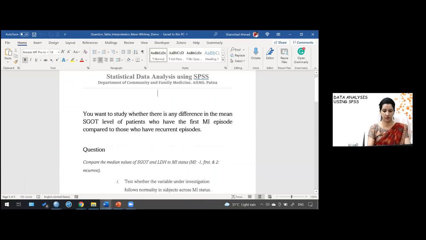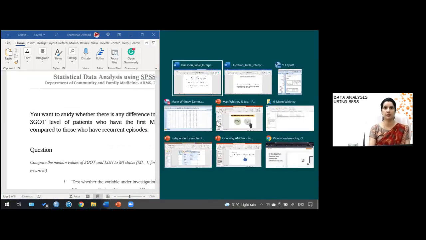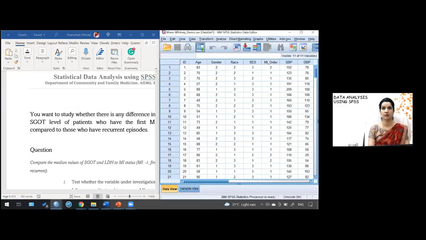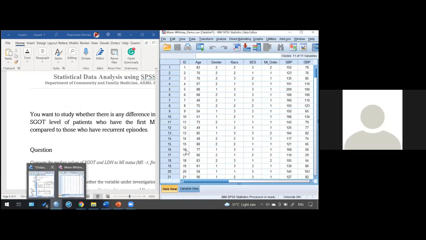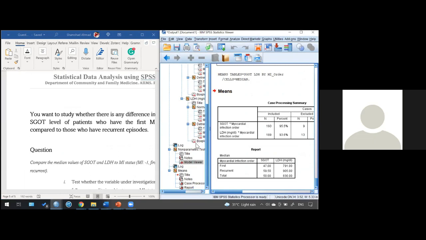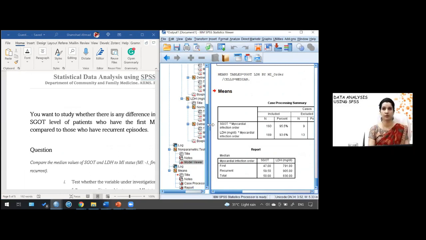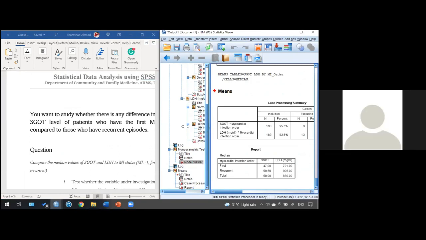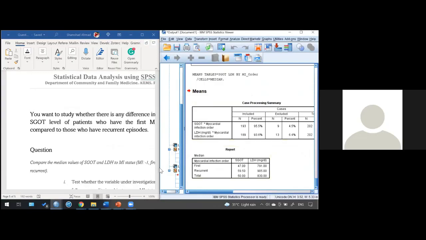Yes, so this was the table and interpretation. I have opened both these sheets simultaneously. The output of this. Excuse me, Dr. Pragya. Yeah. Yes, Dr. Mukta. In this example, for both first and recurrent MI, the SGPT level is differently skewed.